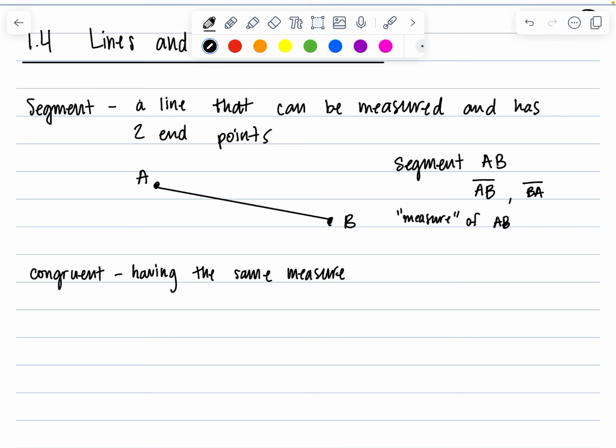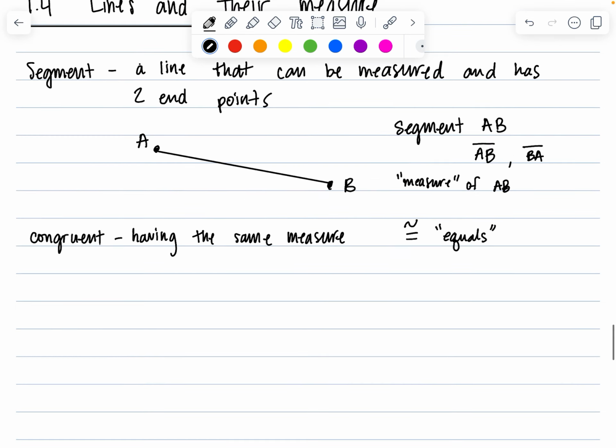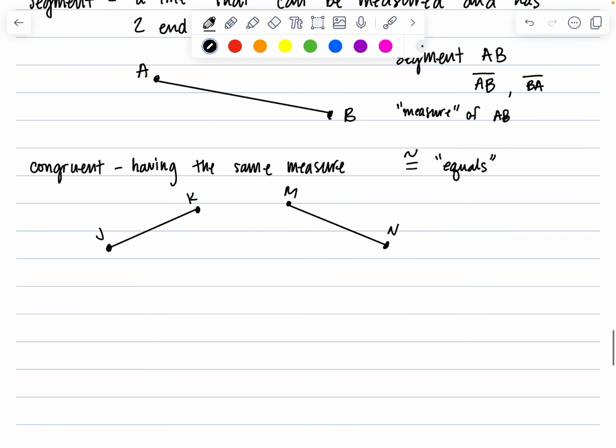So this is the symbol for it. I think I've talked about this a little bit on the first day. It literally just means equals. This is our geometry term for equals. Okay, so if I draw 2 segments, let's call this JK. Let's draw another pair of segments. Let's call this M and N. And let's pretend that these segments are in fact congruent.